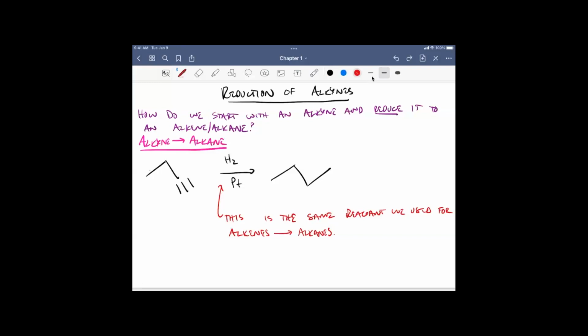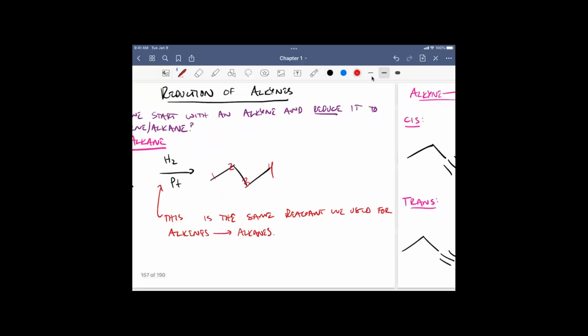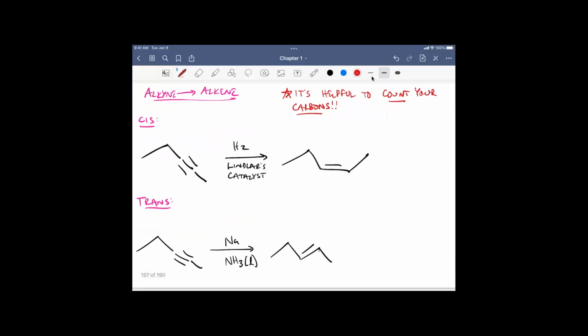So again, we keep the same amount of carbons, 1, 2, 3, 4 carbons, 1, 2, 3, 4 carbons. Our carbons stay the same. We're just reducing that triple bond, and it doesn't even go to an alkene. It just goes straight to that alkane. So we will have reactions where we reduce that alkyne to that alkene, but this one goes straight from alkyne to alkane. All right, but just like I kind of teased, how do we go from alkyne to alkene?